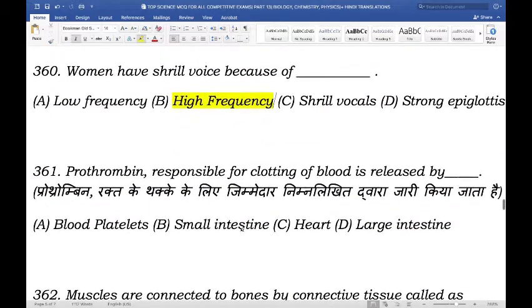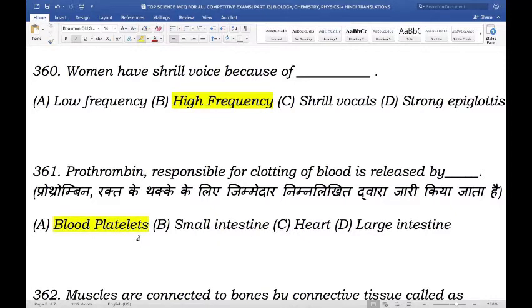Next question. Prothrombin is responsible for clotting of blood, and it is released by blank. So what is prothrombin released by? Is it released by blood platelets, small intestine, the heart, or large intestine? And the right answer here is blood platelets.